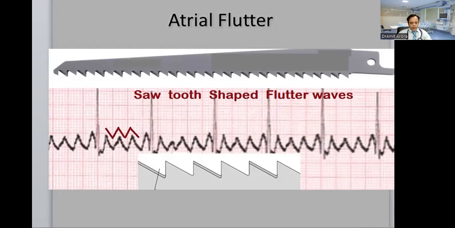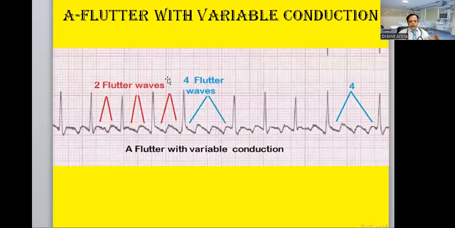Here it is perfectly regular with 4:1 conduction. Don't confuse this conduction with AV block. So we will call it atrial flutter with 4:1 conduction. Now, flutter with variable conduction. What will happen here? Here you can see two flutter waves followed by one QRS, two flutter waves followed by one. Here we can see 4 flutter waves followed by one. So here 2, 2, 2, 4.